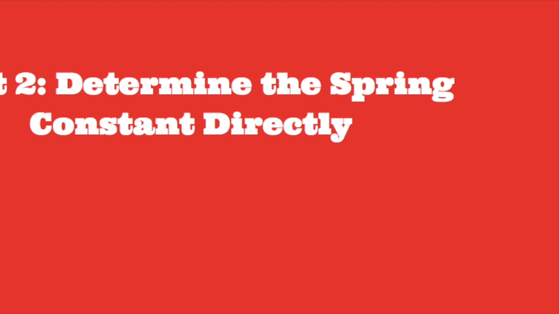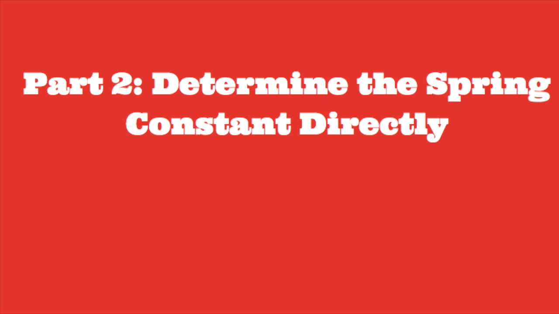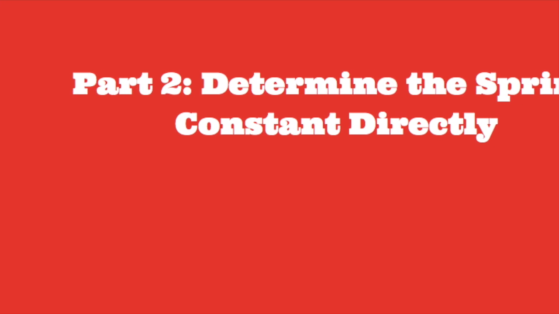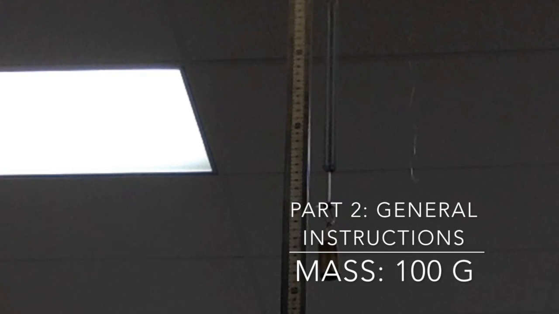Part 2. Determine the spring constant directly. The objective of this experiment is to determine the spring constant of a spring directly using the principles of Hooke's law. This time, instead of a motion sensor, attach a ruler to the ring stand. Hang a 100-gram mass and record its displacement.